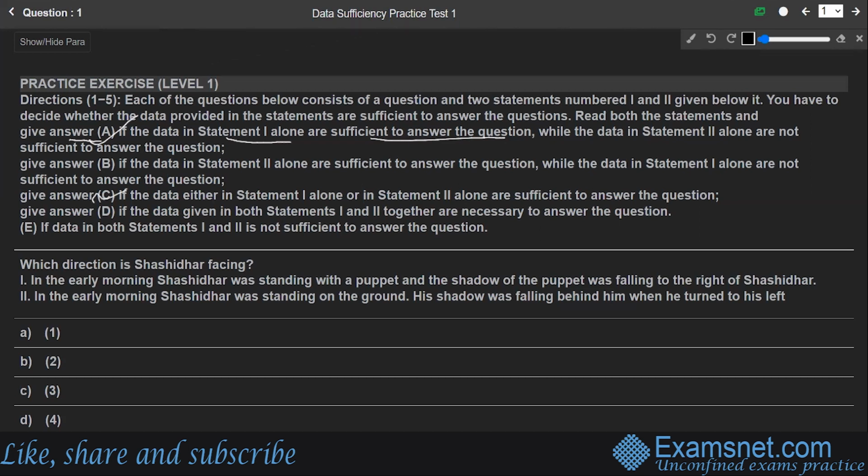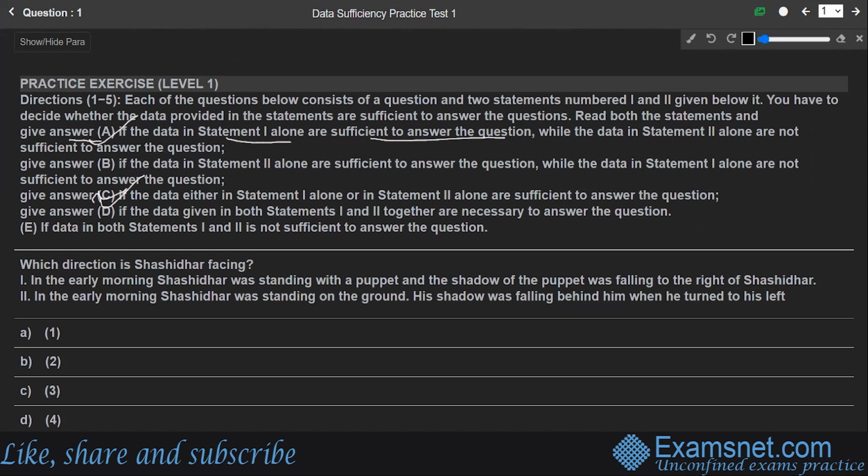Likewise, option C is selected when either of the statements is sufficient to answer the question. That is, statement number one has sufficient information so that the question can be answered, and at the same time, statement number two also has sufficient information so that the question can be answered as well. If this is the case, then we hit the option called C. Similarly, option D is selected when the data given in both statements first and second together are necessary to answer the question altogether.